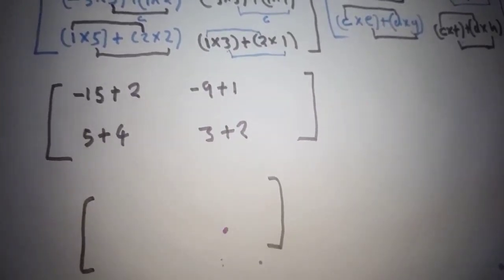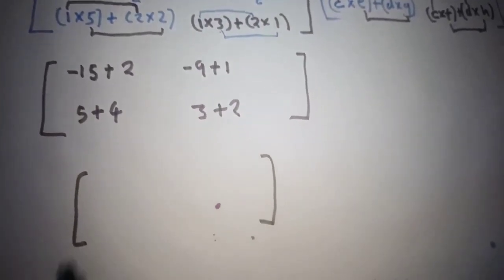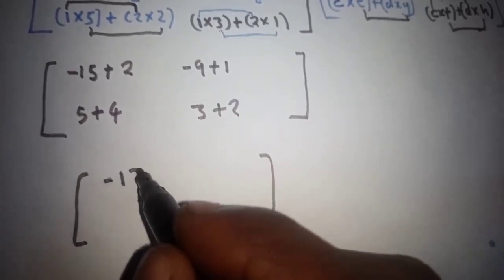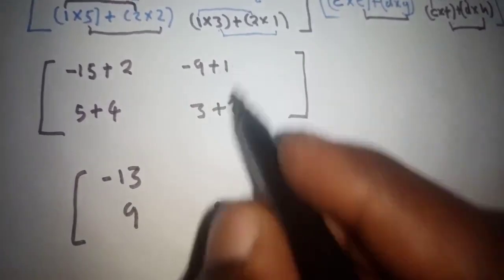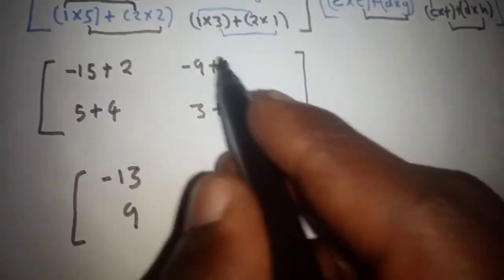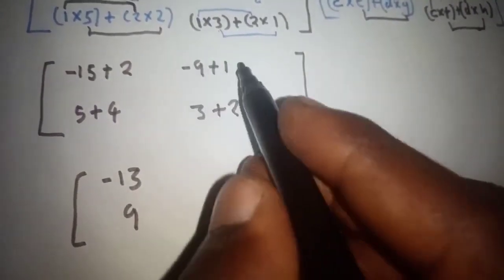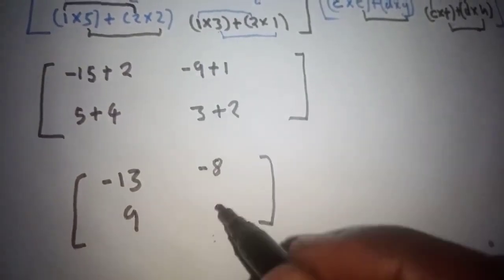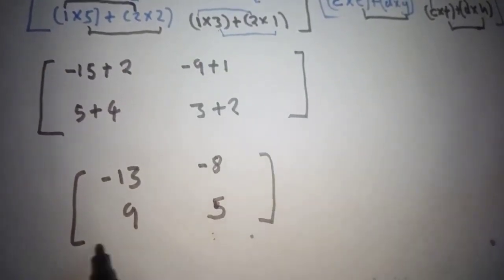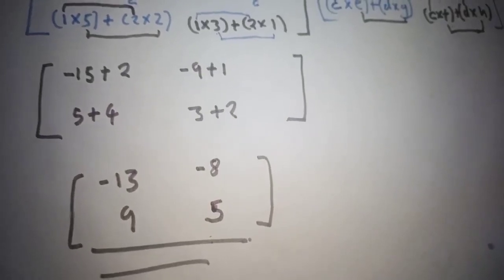Negative 15 plus 2, that should be negative 13. 5 plus 4, that is 9. Here you're subtracting different signs, right? So 9 minus 1, that's 8, so negative 8. Here 5, and this is the answer.